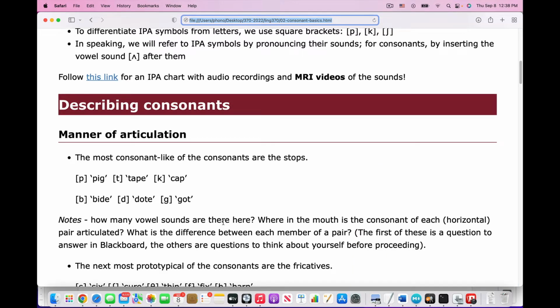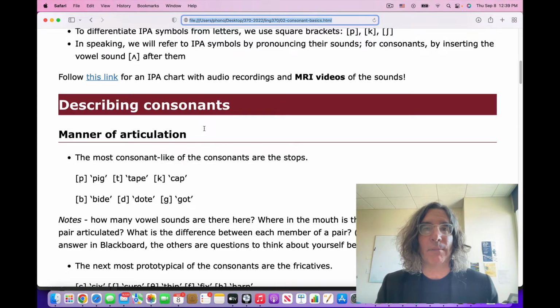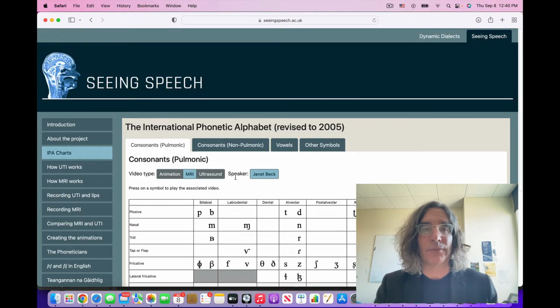How many vowel sounds in pig, tape, cap, bide, dote, and got are there? And then ask yourself, where in the mouth is the consonant of each of these pairs, pa, ba, ta, da, ka, ga, produced? And then what's the difference between pa and ba, ta and da, ka and ga? I'll ask you to answer the question about how many vowel sounds there are in Blackboard, but the others are just for you to think about for yourself before proceeding. And I'll pause now. To answer the question of where in the mouth pa, ta, and ka are produced, we'll go to those MRIs and take a look.